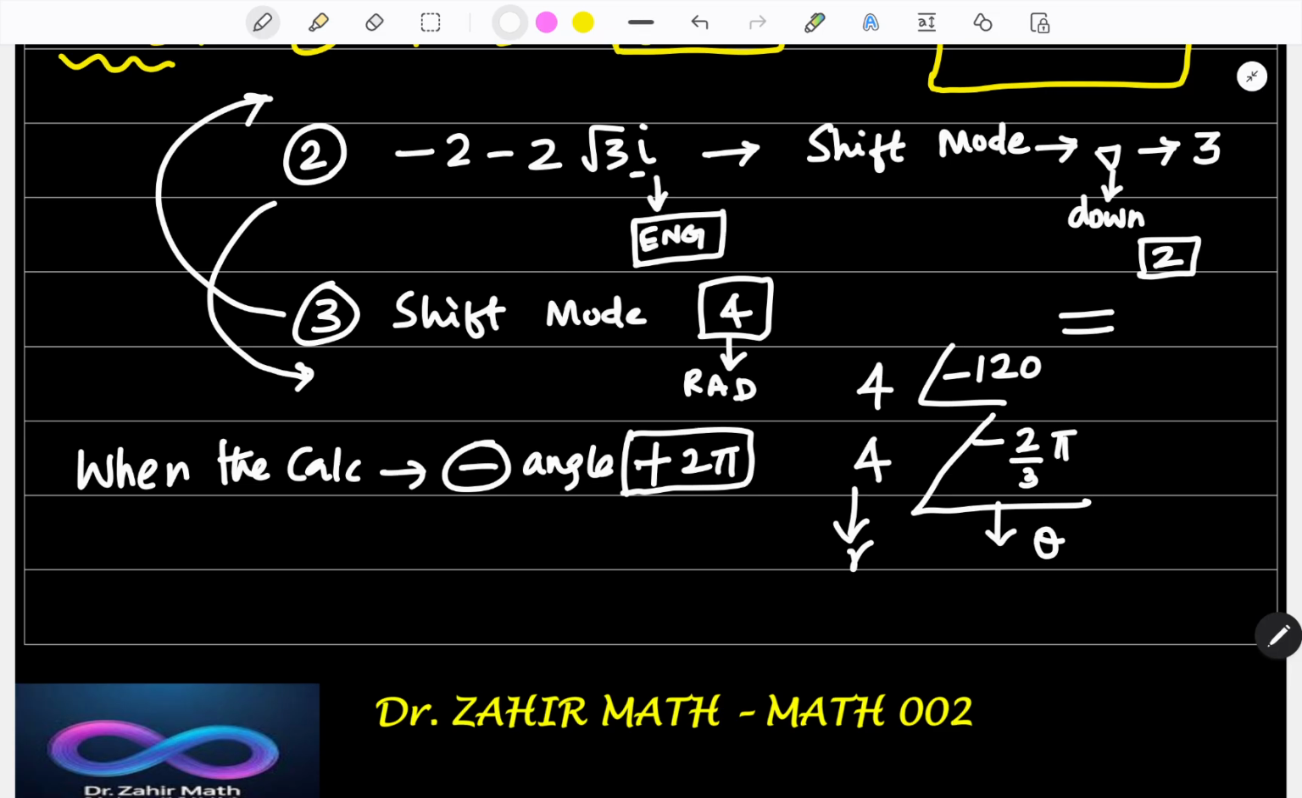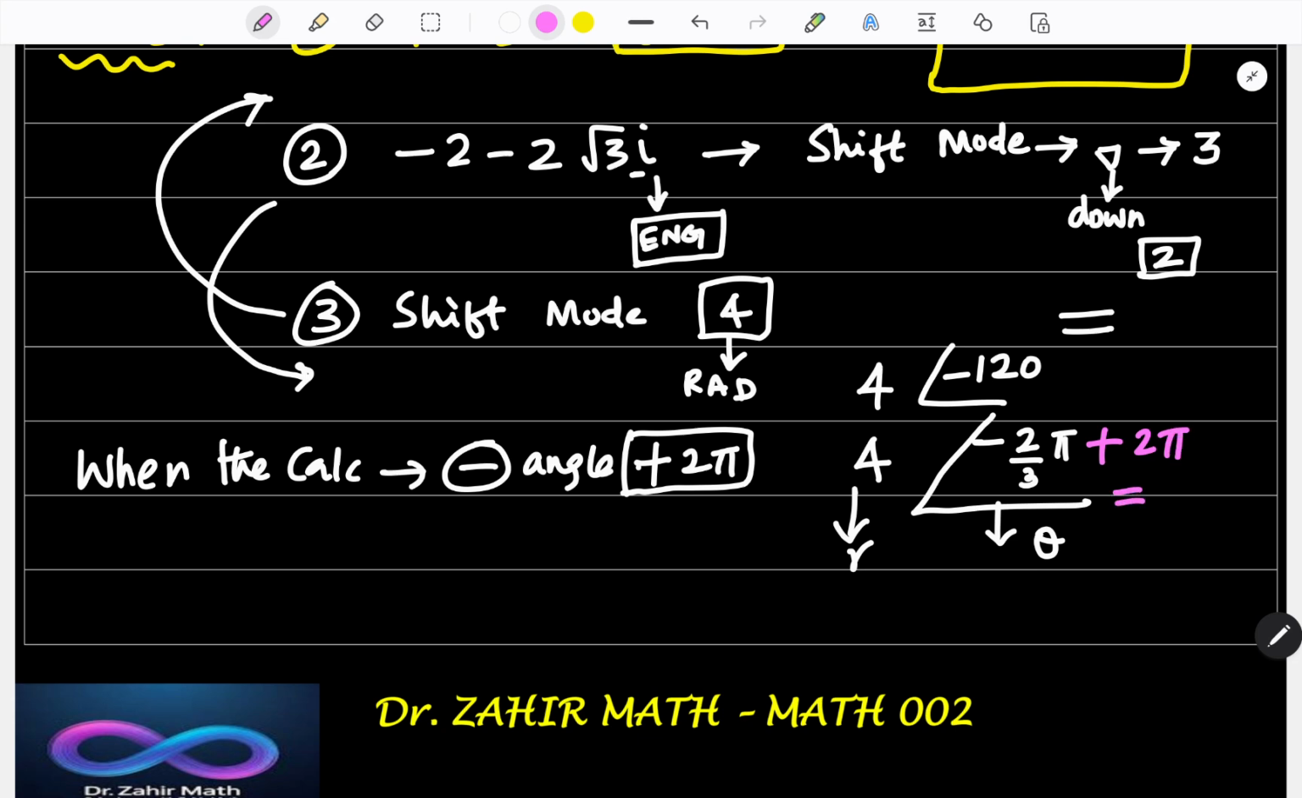If theta comes in negative, add 2 pi. So when you should use this one: if the calculator gives a negative angle, add 2 pi. If the calculator gives a positive angle, it means the answer it is giving is correct. Okay, right. So what is my answer? Just now I got minus 2 by 3 pi. So I'm going to add 2 pi to this.